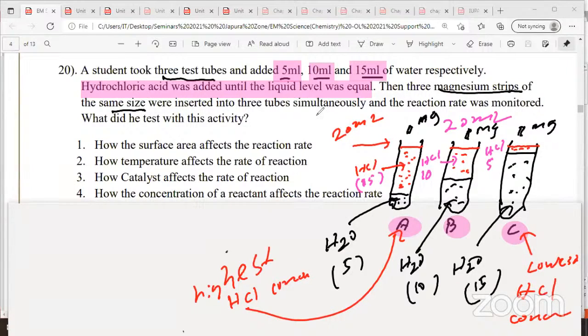Therefore, I am telling you some additional information. Sometimes they can give these 3 diagrams in upcoming papers and ask in which tube the reaction occurs fastest. The answer is A. So here it is very simple. The answer is very simple: testing the effect of concentration. The answer is 4th, question number 20. Please raise your hand those who got this answer before me.